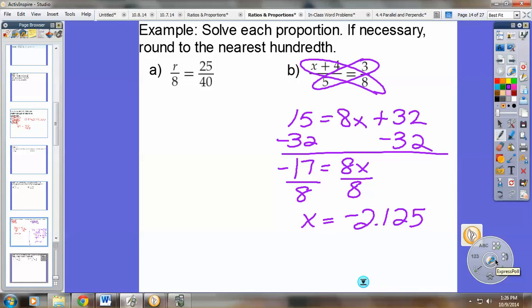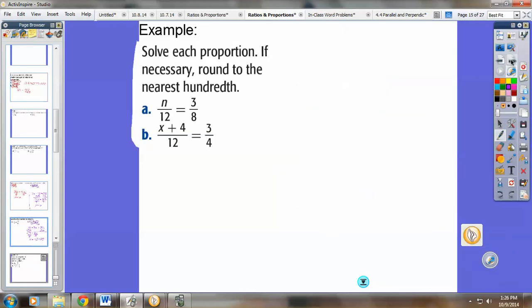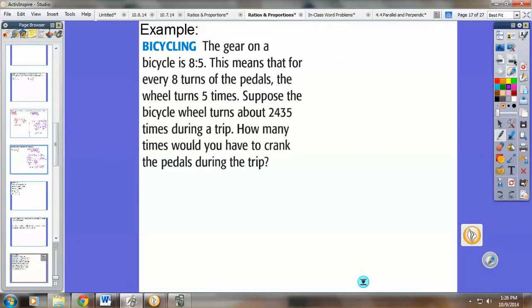It's okay. Okay, I want to go now to the examples that are on your handout, which are the word problems. We'll go through a couple of these together. Is this your first one? Yeah. Bicycling.